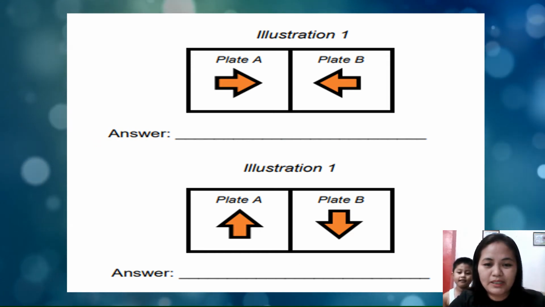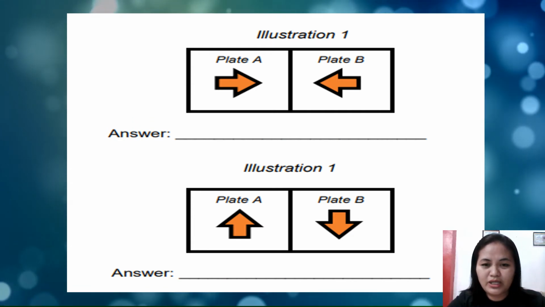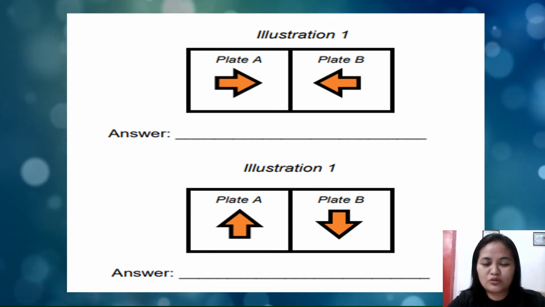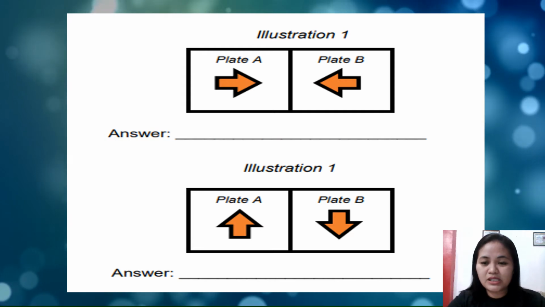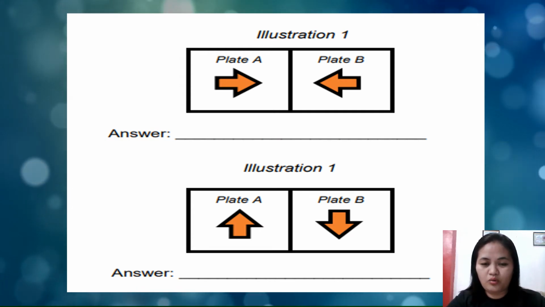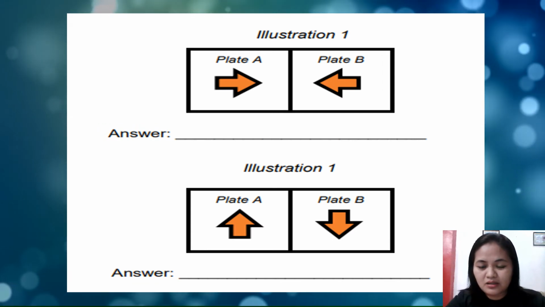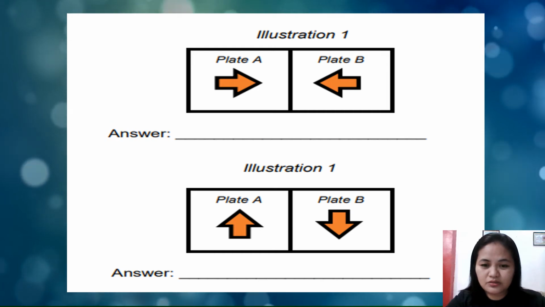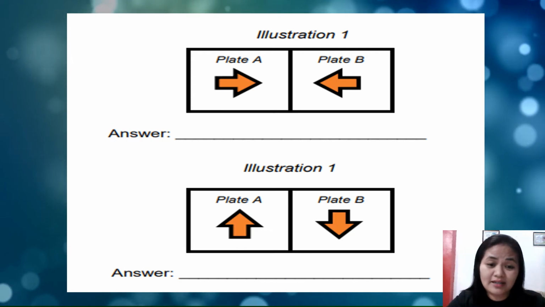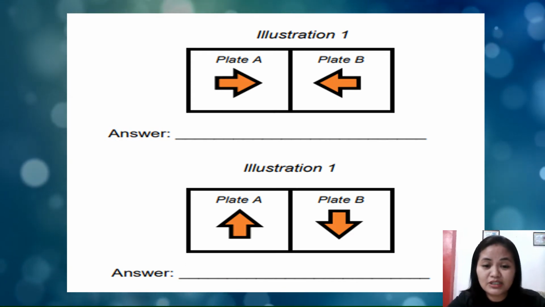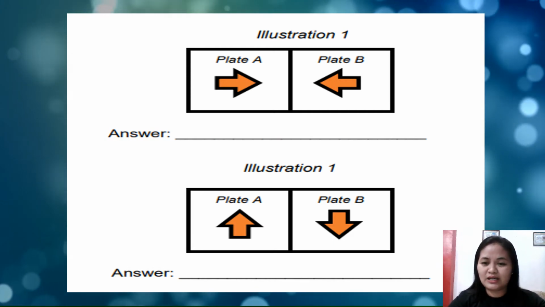Alright, so we have here plate A, which is going up, and plate B, that is going down. Naisagot mo na si convergent, naisagot mo na si divergent. Siyempre, isasagot mo rin yung pangatlo. These arrows do not meet, neither do they break. So, they just slide past each other. And what kind of boundary is that? Convergent, divergent, or transform?